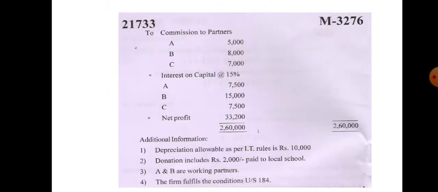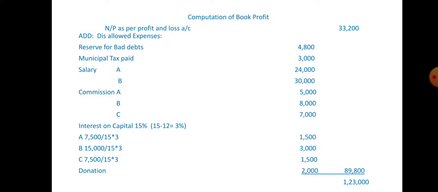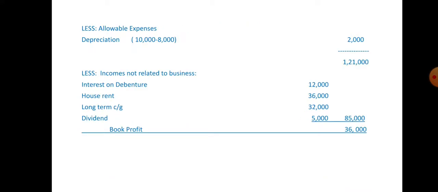So go for the solution. You take incomes not related to business. In that you deduct interest on debenture 12,000, house rent 36,000, long-term capital gain 32,000, dividend 5,000. If you take the difference, you will get 36,000. So 36,000 is the book profit.